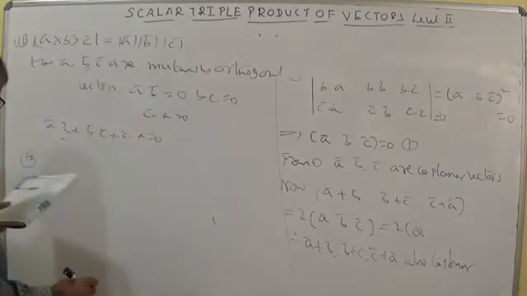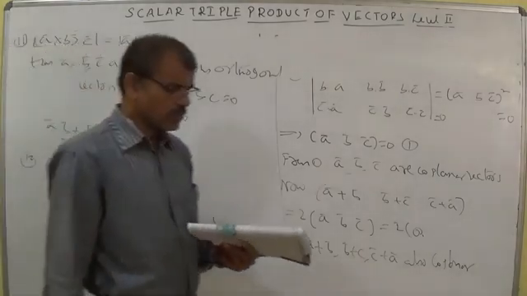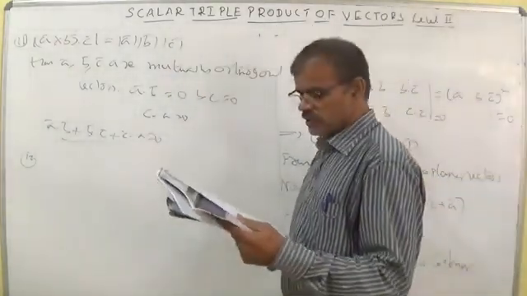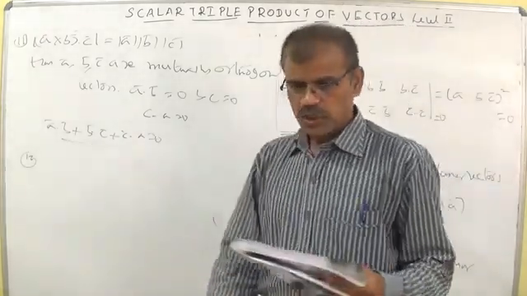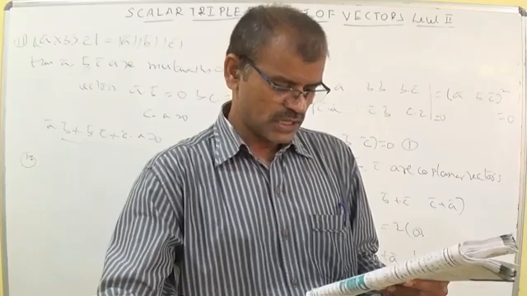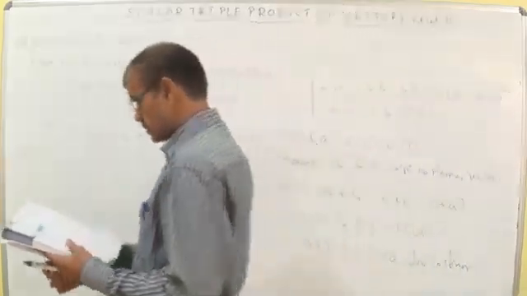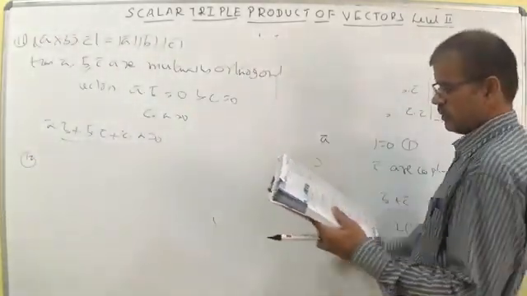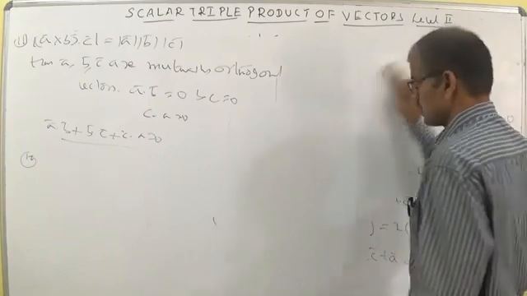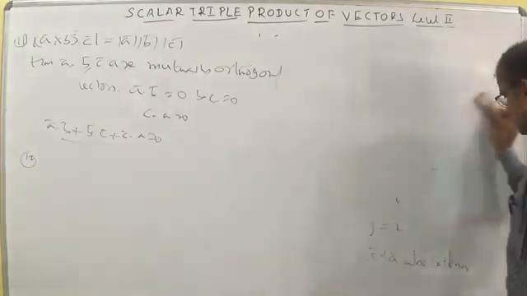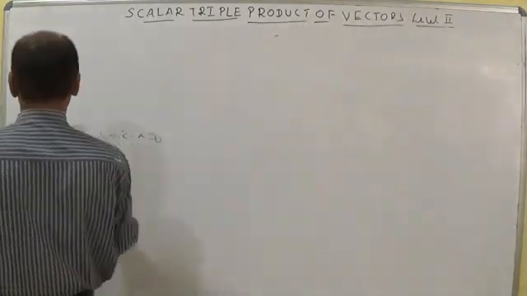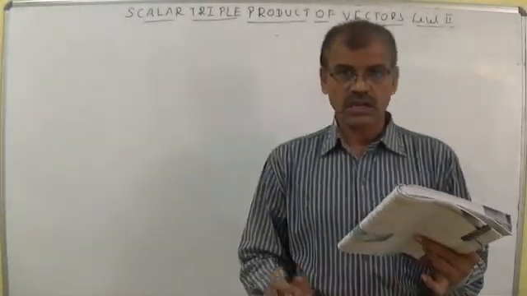Let us discuss the 12th question. A, B, C are mutually perpendicular unit vectors, and D bar is a unit vector equally inclined to each of A bar, B bar, C bar at angle 60. A, B, C are mutually perpendicular unit vectors, given. That is simply: A dot B equals 0, B dot C equals 0 and C dot A equals 0. And D bar is a unit vector equally inclined to each of A, B, C.